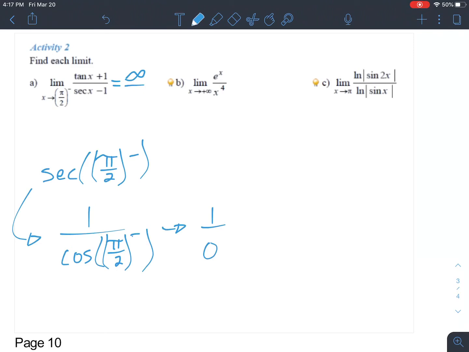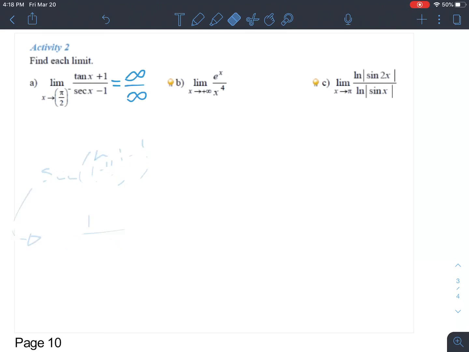And one other thing as well is that from the unit circle, if we're approaching pi over 2 from the left-hand side, well, that means the value is less than pi over 2. And over here, cosine still would have been positive. So that's going to be positive 0 there. And we know that 1 over 0 from the right-hand side is going to be positive infinity as well. So we get infinity over infinity. We are allowed to do L'Hopital's. Now we need to find the derivative of the top. And derivative of tangent is going to be secant squared.